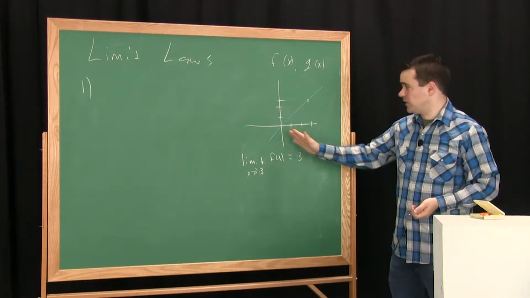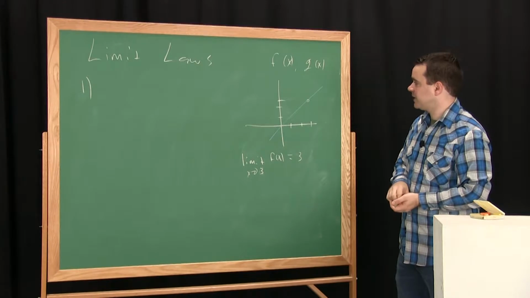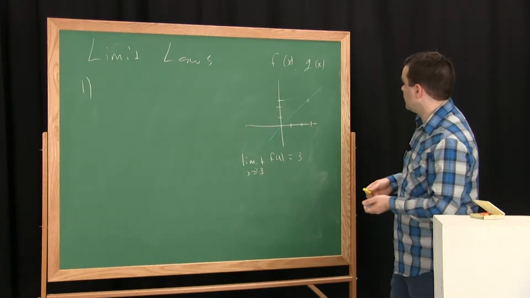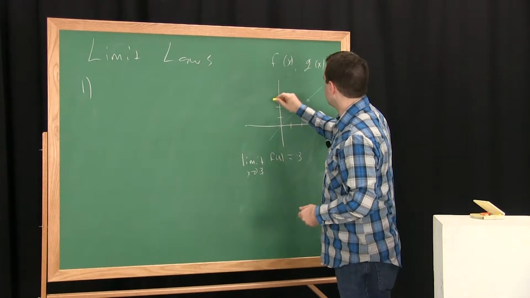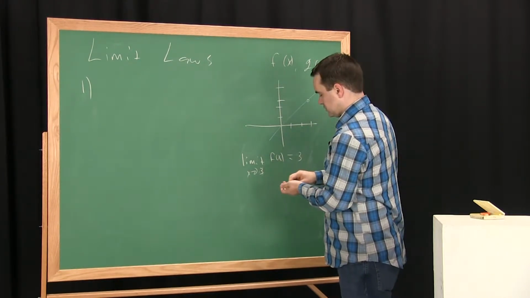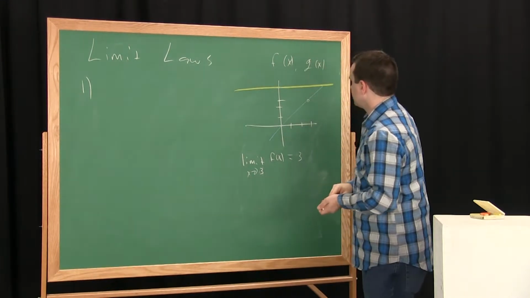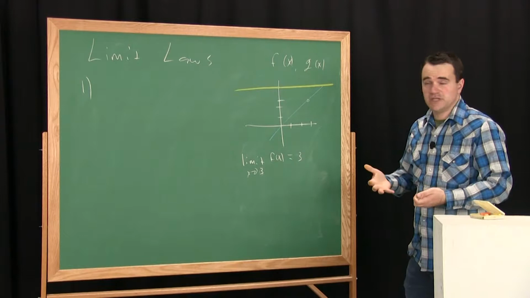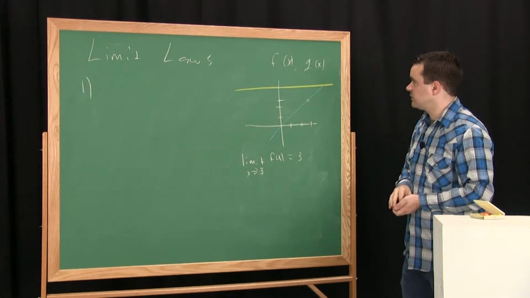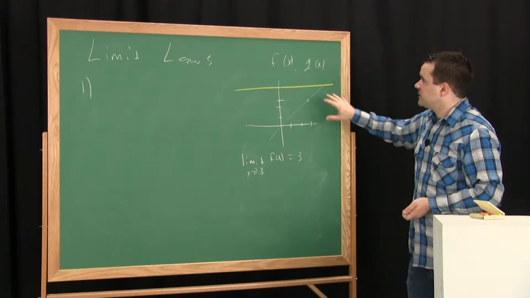In fact, I've just drawn the graph of y equals x with a little hole there. And g could be anything. So let's say that, actually, let's just make g a constant function. In the graph, g is equal to 4. It's just a horizontal line. But the limit laws work for any functions, not just f and g.